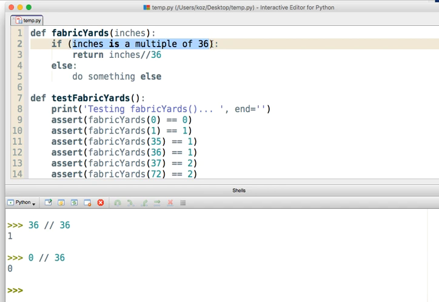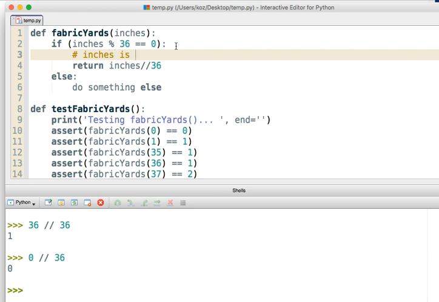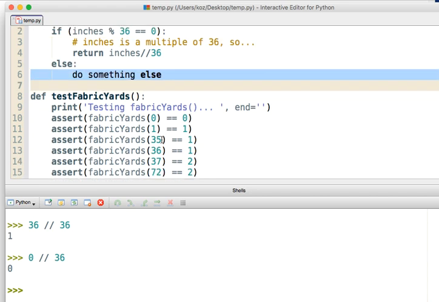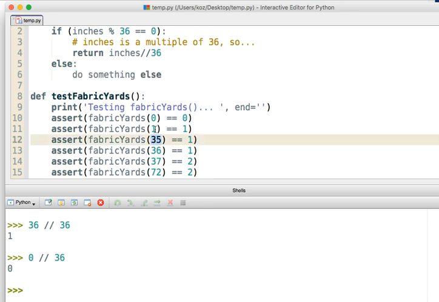So now we have to figure out how we test if inches is a multiple of 36. If inches is a multiple of 36, when we divide inches by 36, what will the remainder be? The remainder, when you divide inches by 36, well, if inches is a multiple, the remainder is 0. So that's a test to see that inches is a multiple of 36. So we get to return that. Otherwise, here, it's not a multiple. So consider like if it's 35 or 1.